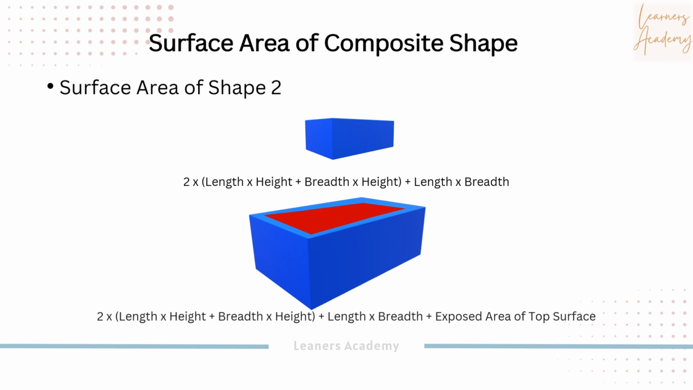The top surface is calculated for the exposed area only, which is found by subtracting the covered area, which is shaded in brown, from length into breadth. The dimension of the shaded area is dependent on the top cuboid lying on the top surface of the base cuboid.